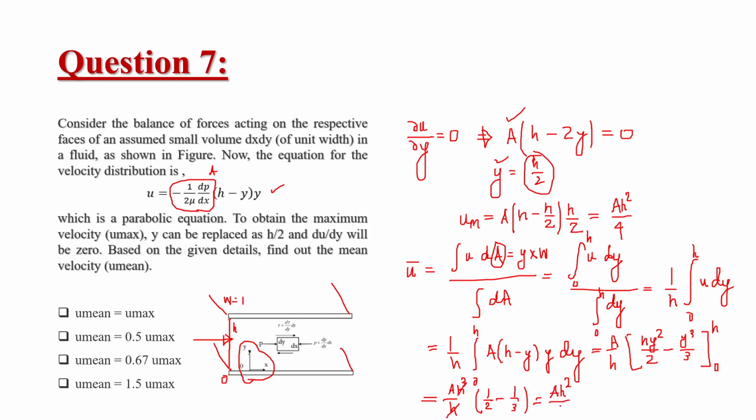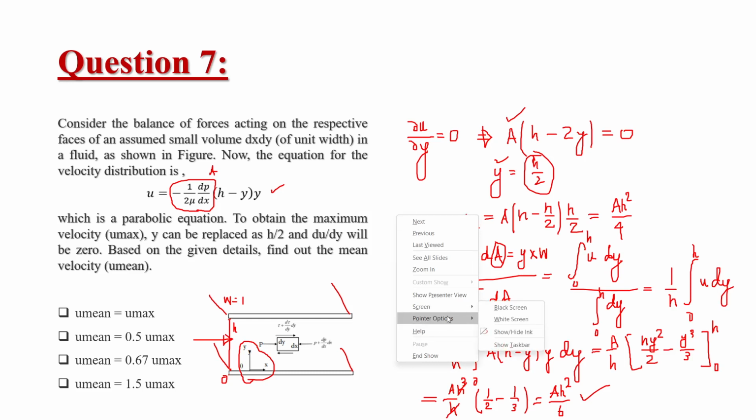So here it is given that there is a balance of forces. That means there are pressure forces and we have shear forces. These forces are balancing each other, and then we are getting a velocity profile, which is given using this equation. So how is u max related to the u mean?